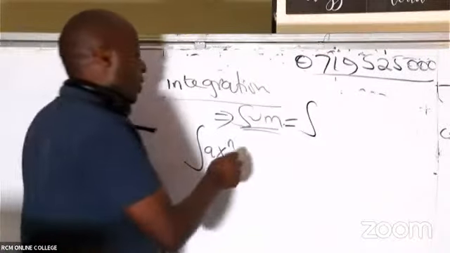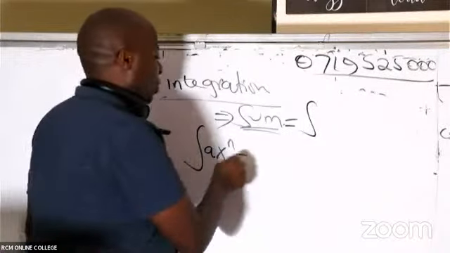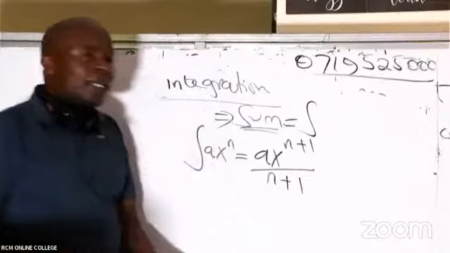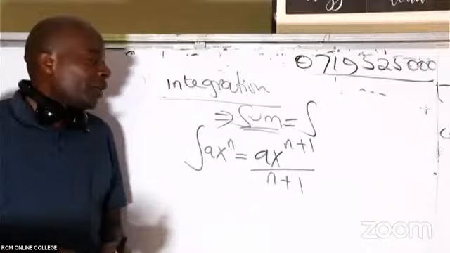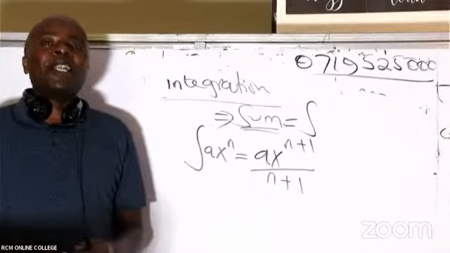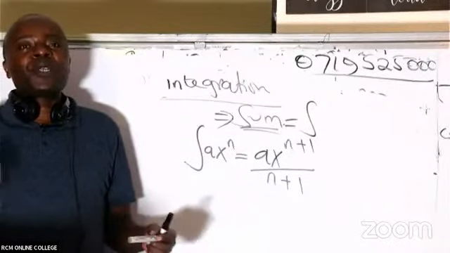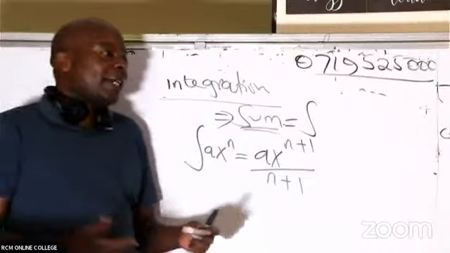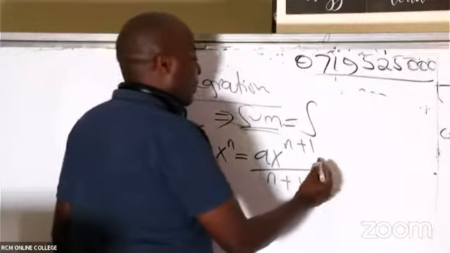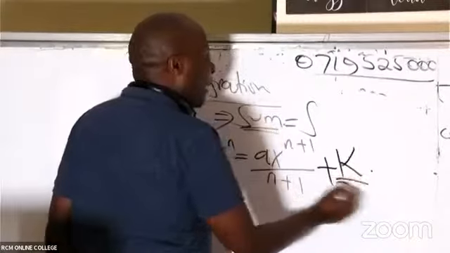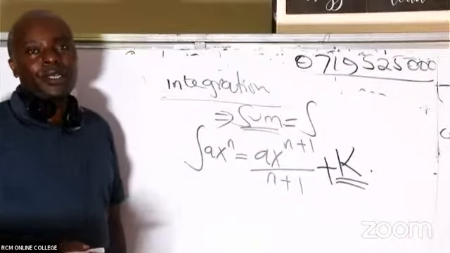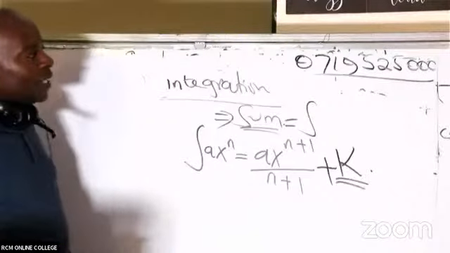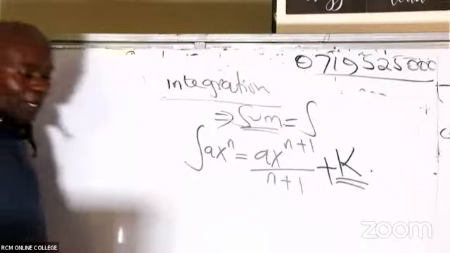So the rule for integration is very easy. You increase the power by 1, and then you divide by the new power. Very, very easy. And then, unlike differentiation, this one has got K, a constant. It's called a constant of integration.